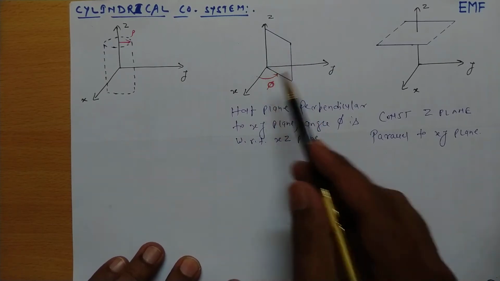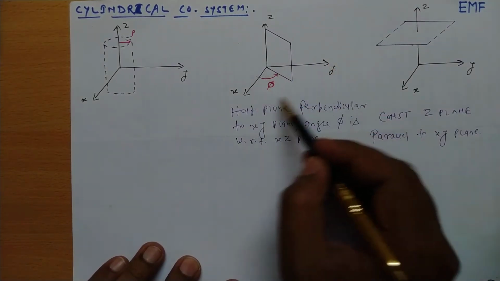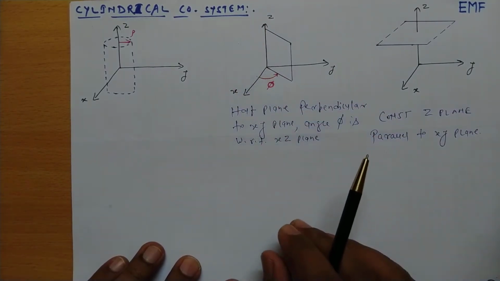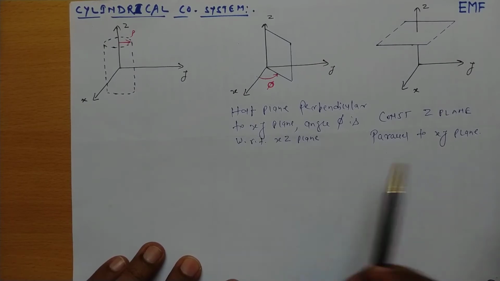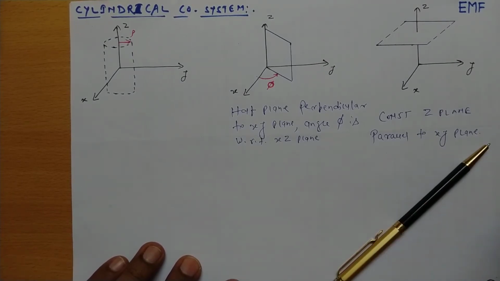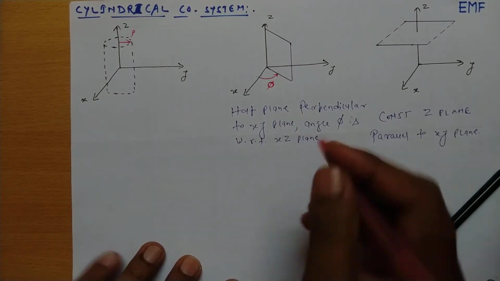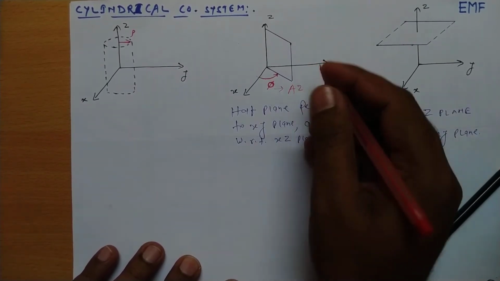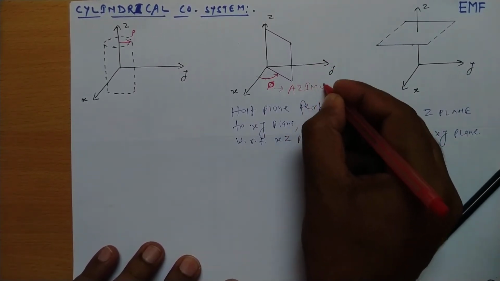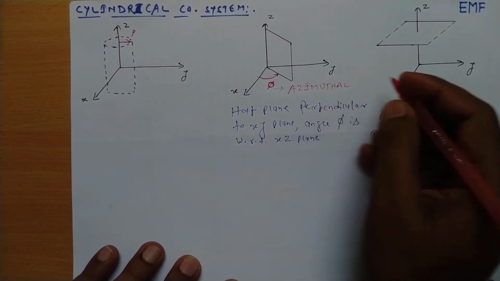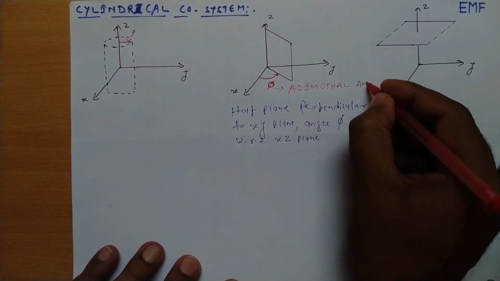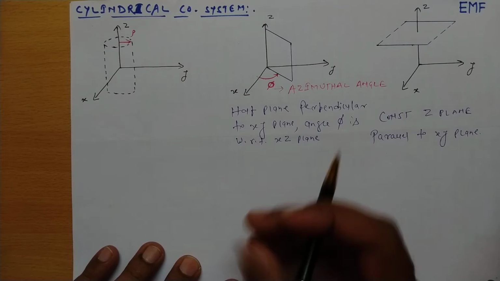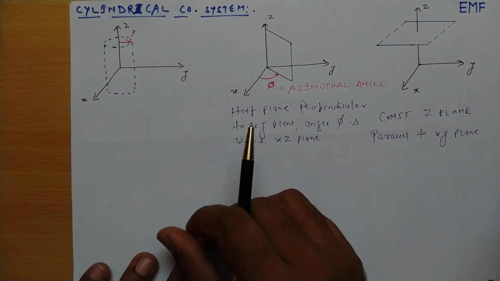So second, we require a half plane which is perpendicular to the xy plane and making an angle phi with respect to the xz plane, right? And this phi is also known as the azimuthal angle. This is called the azimuthal angle. This is the second thing we require to analyze the cylindrical coordinate system.